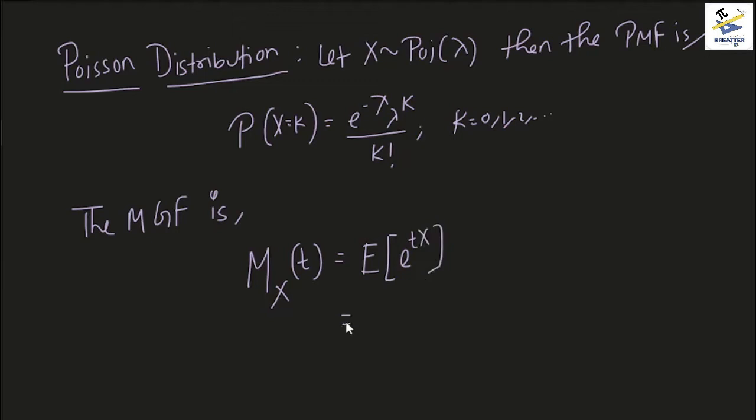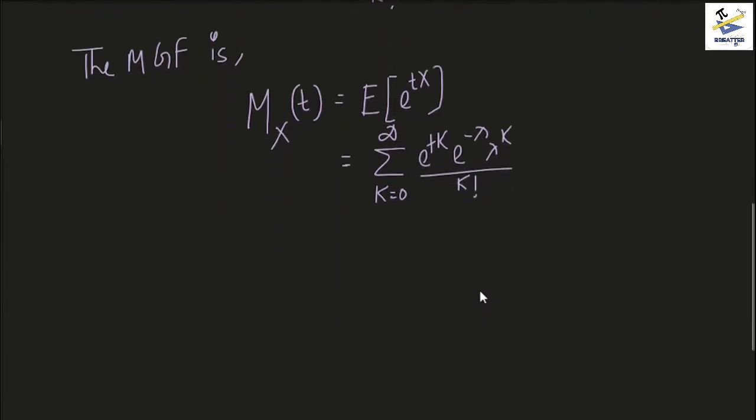Now, by the law of the unconscious statistician, that is the LOTUS rule, this is basically equal to the sum from k equals 0 to infinity, that is summing over all the values of the random variable, of e to the power tk times the probability, which is e to the power minus lambda, lambda to the power k divided by k factorial. So this is the definition, and we can simplify it further as follows: the sum from k equals 0 to infinity of e to the power tk, lambda to the power k, e to the power minus lambda, divided by k factorial.